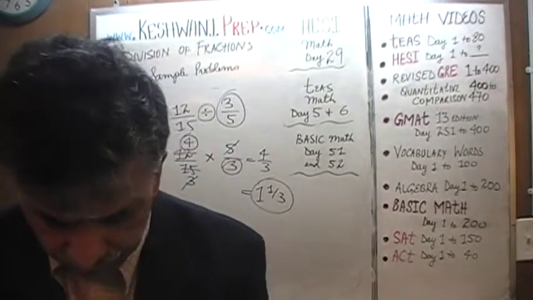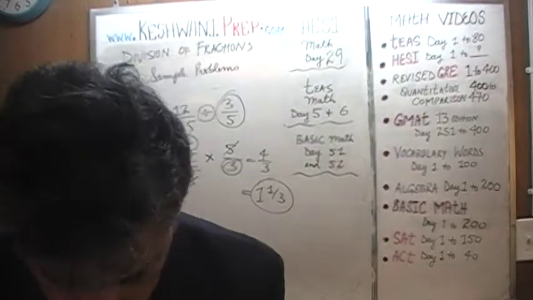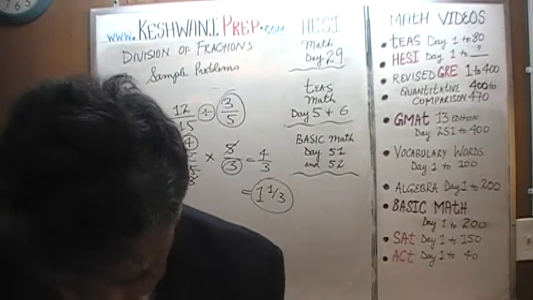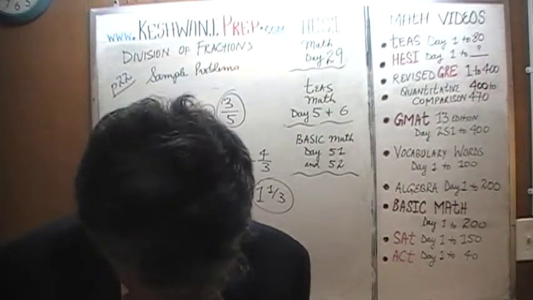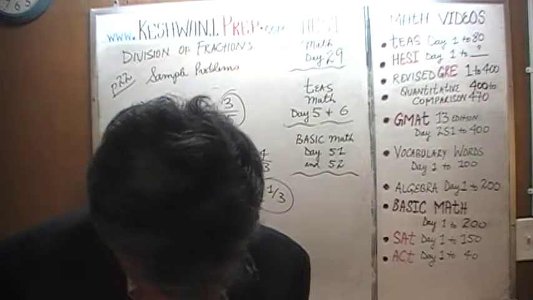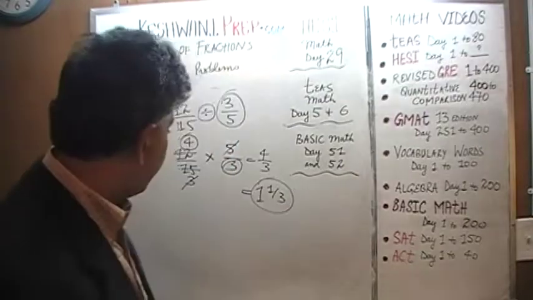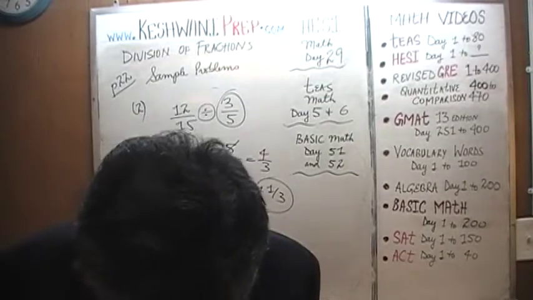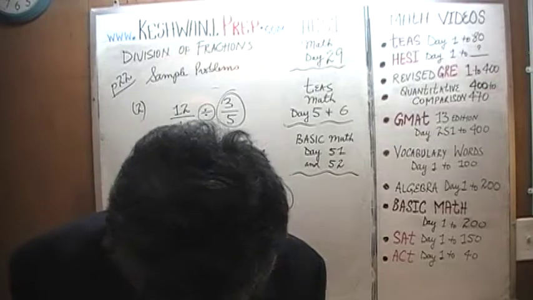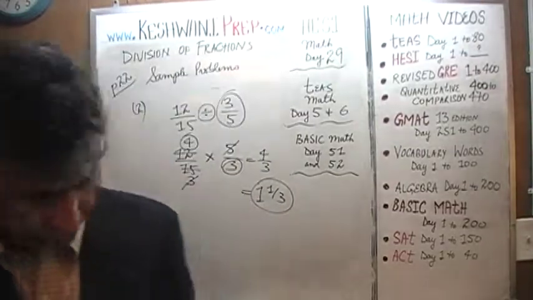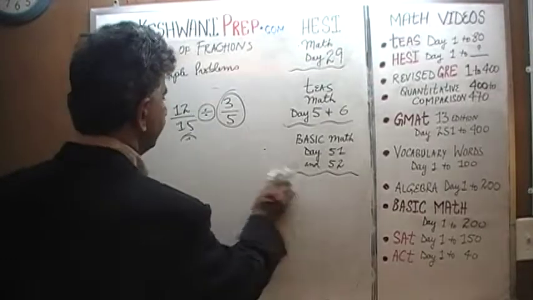I forgot to check my answers in the back, and now I'm getting paranoid. I should have done this ahead of time, but I did not. 5 and 3/5 is the first one, 1 and 1/3 is the second one. Let's make sure that all the answers that I have here are correct. There you go. All right, let's keep on going.